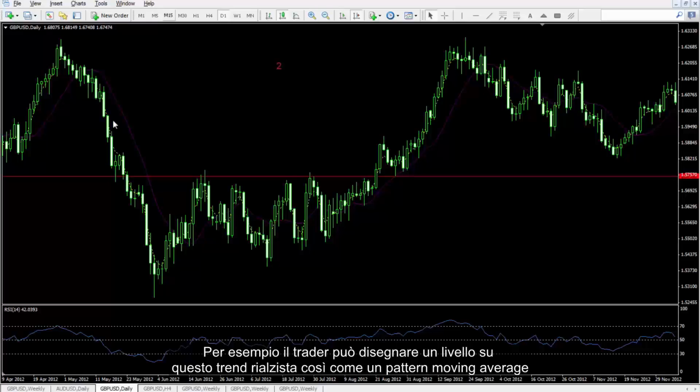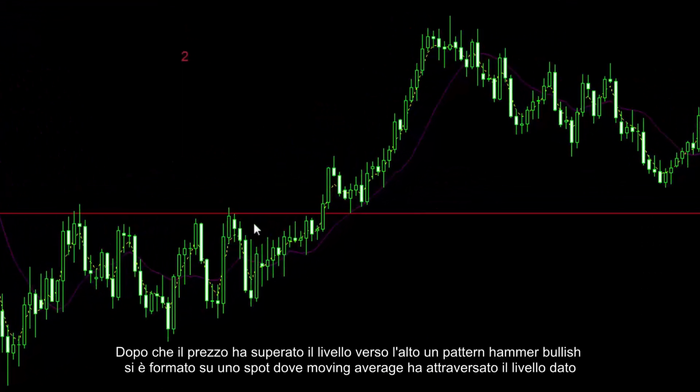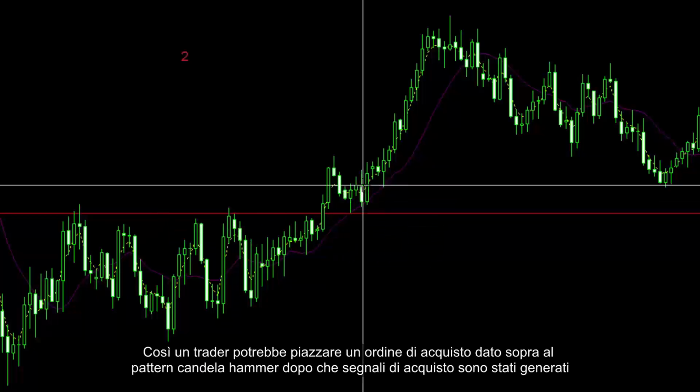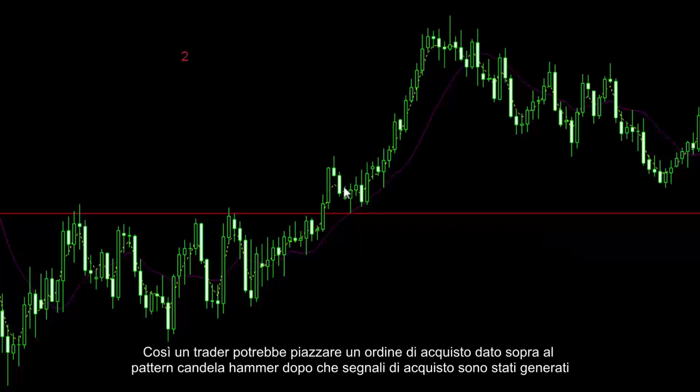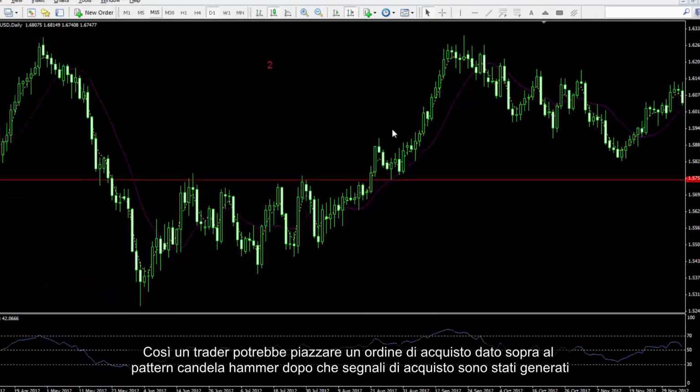For instance, a trader can draw a level on this uptrend as well as a moving average pattern. After the price has passed the level towards the top, a bullish hammer pattern has formed on a spot where the moving average crossed the given level. Thus, a trader could place a buy order over the given hammer candle pattern after buy signals were generated.